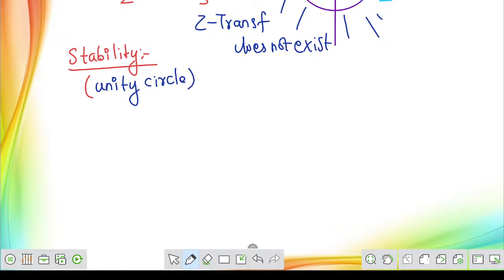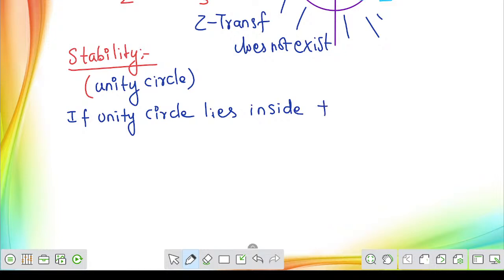If the unity circle lies inside the region of convergence, inside the ROC, then the system will be stable. Otherwise, your system will be unstable. That's it. So all you have to remember is whether the unity circle lies inside the ROC or not.